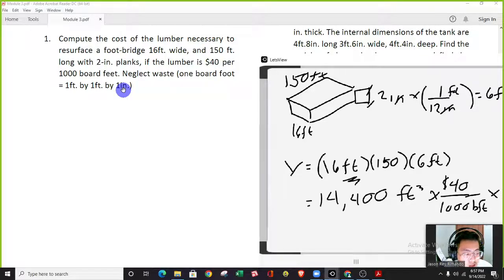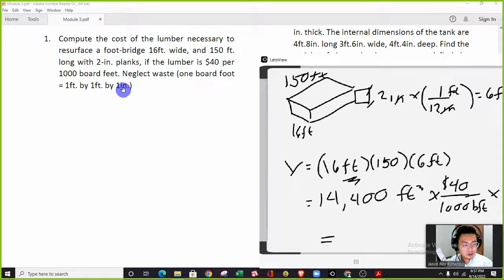What is 1 inch? 1 all over 12. Tama ba ako? 1 inch multiplied by 1 feet all over 12 inch to cancel out. Okay? So, final answer. Okay, magiging cubic feet to. Cancel out your cubic feet, cancel out board feet. Ilan yung sagot?